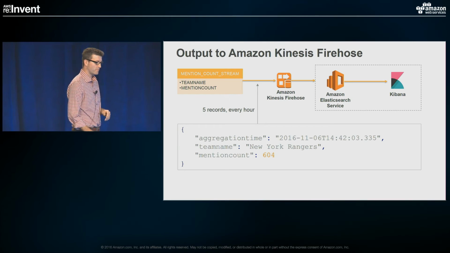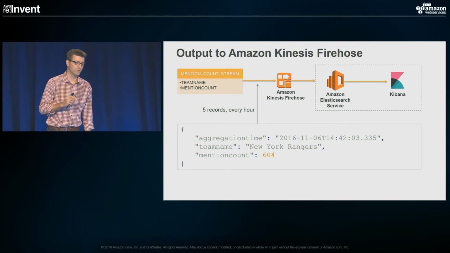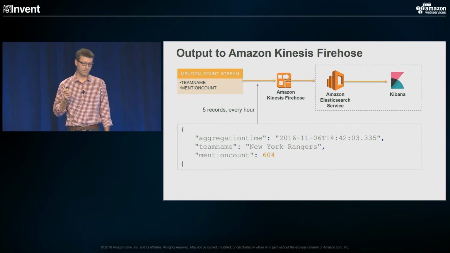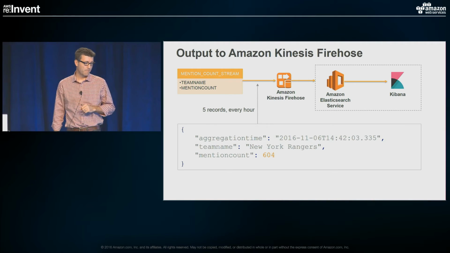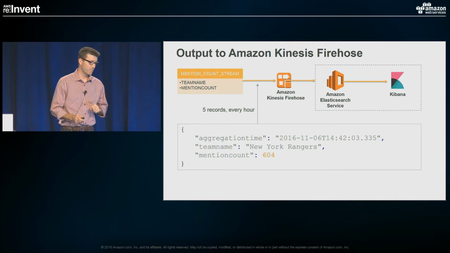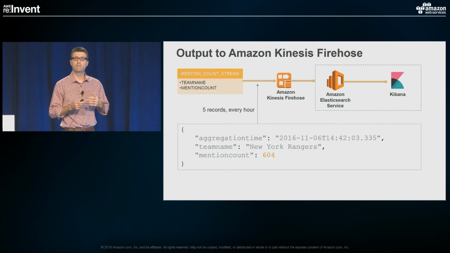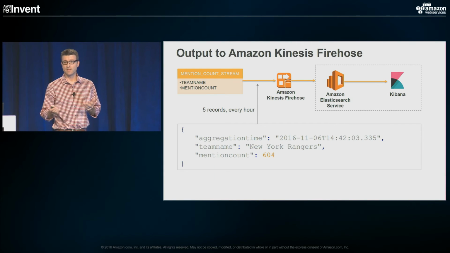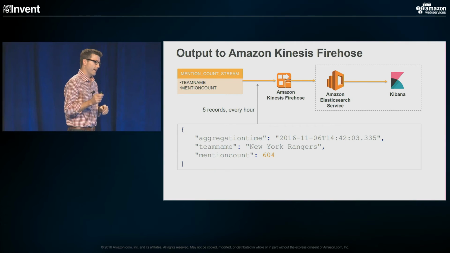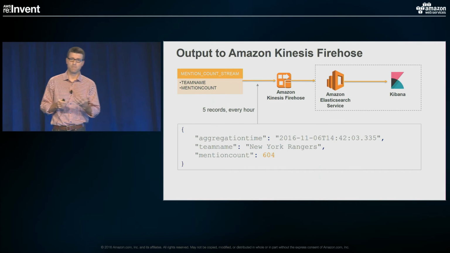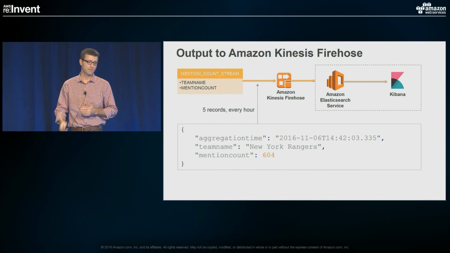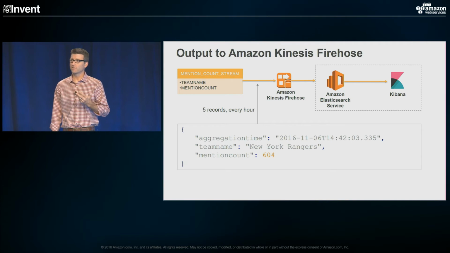And lastly, we're going to output that data to Amazon Kinesis Firehose. So Firehose, like I mentioned, gives you the option to put data into a number of different locations. And in this case, we're putting it into Elasticsearch so that we can visualize the team data. So every hour, because my aggregation function was giving me the top 5 mentions, top 5 teams that were mentioned, every hour I'm going to have 5 records.